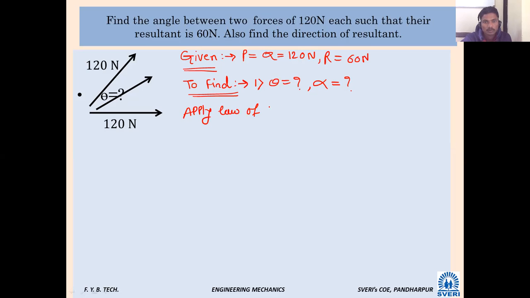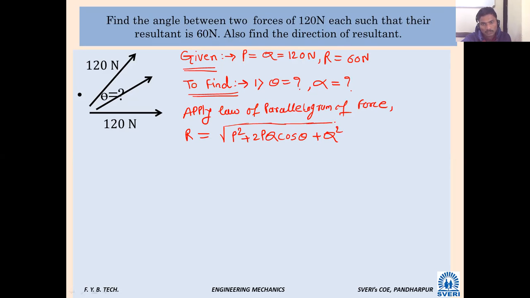The parallelogram law of forces. Okay, what is that? R is equal to the under root of P square plus 2PQ cos theta plus Q square. Now from this equation, which values do we know and which values don't we know?